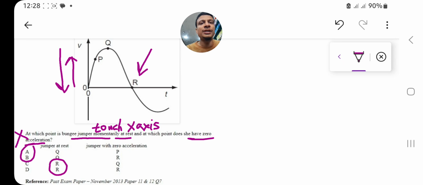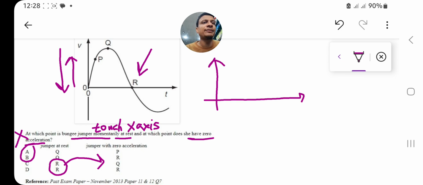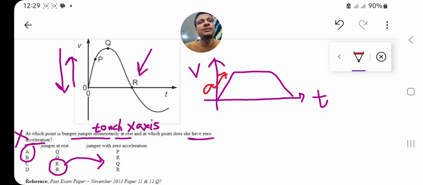Now come towards the acceleration side, either Q or R. From the VT graph, I am just drawing a rough diagram. Here is V and here is the time axis. On the first part, we say that acceleration is constant because the graph of velocity and time is linear.